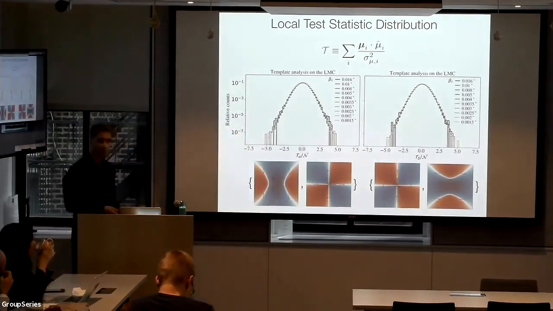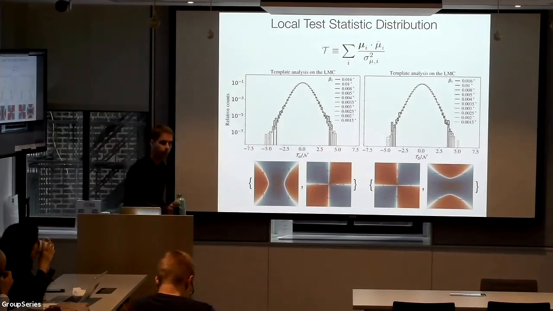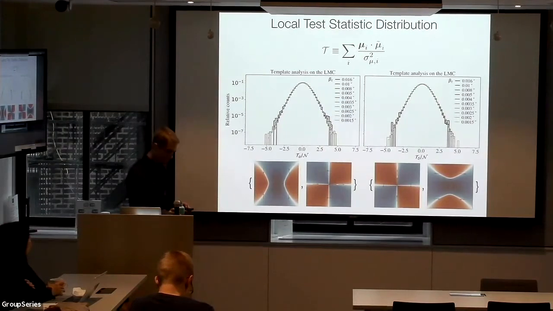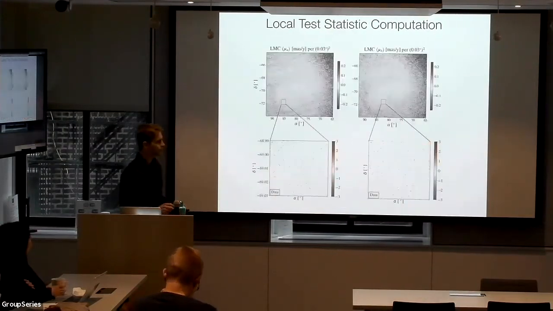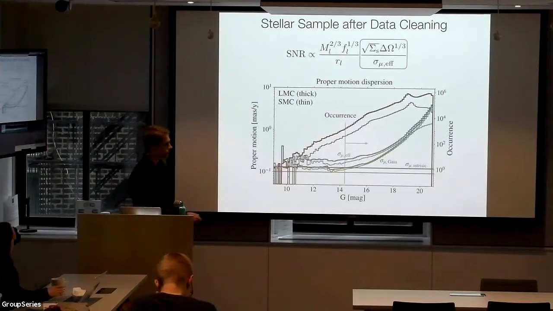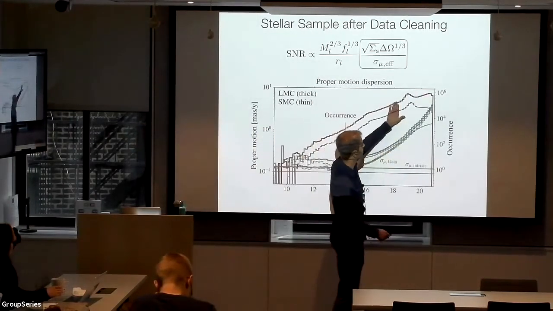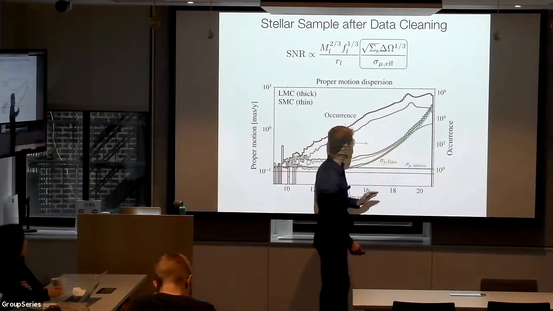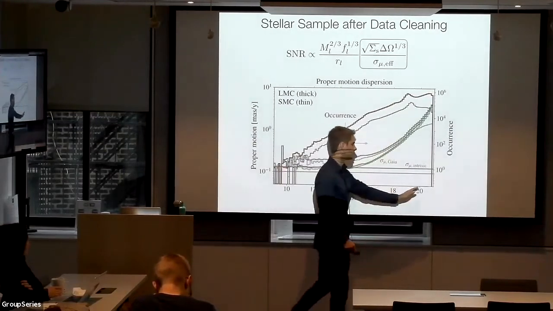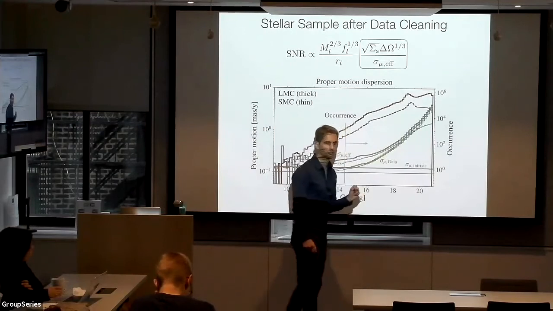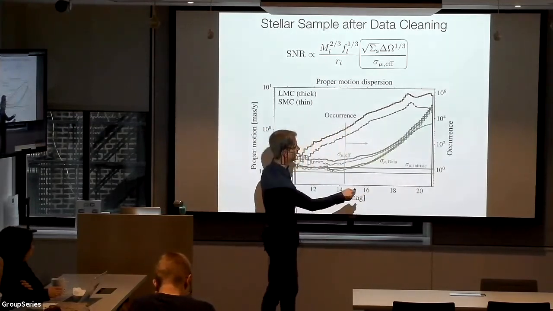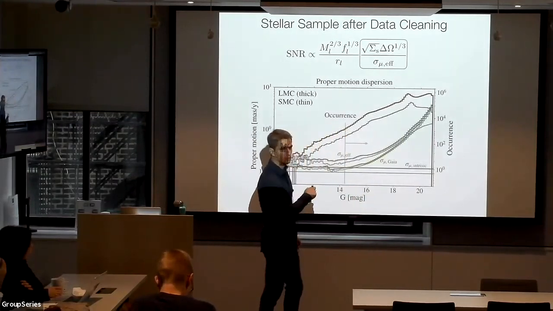So can I ask, so are you limited? You're not limited by Gaia measurement errors. You're limited by intrinsic dispersion. We are currently limited by Gaia measurement errors, right? Because most of our sensitivity actually comes from this region, so magnitude 16 to 19, and most of it is actually coming from magnitude 19. And at magnitude 19, it's dominated by the Gaia errors.